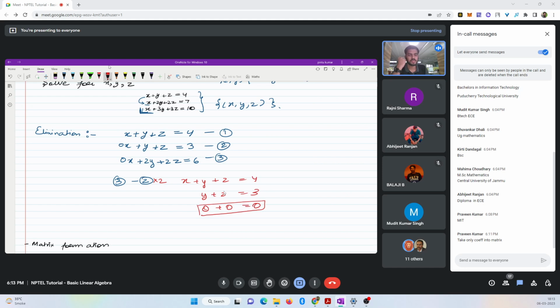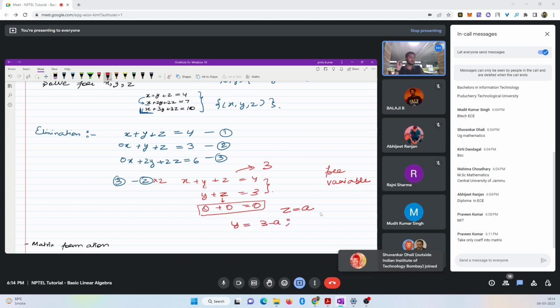You can see that we have reduced this to 2 equations, and we have 3 variables to solve. So one of them would be a free variable. This is what we call a free variable. We have a choice for this variable. Let's say we take z to be a, then what does our y become? y becomes 3 minus a. Now we can put this back in equation 1 to obtain the value of x.